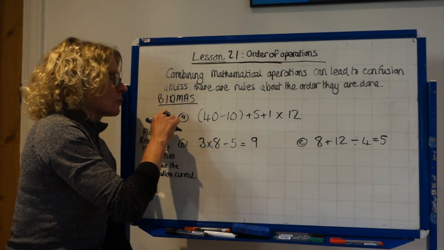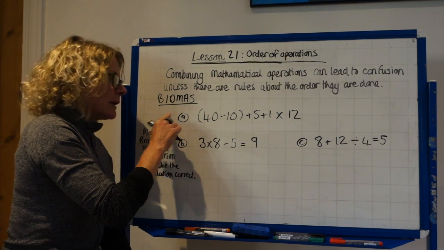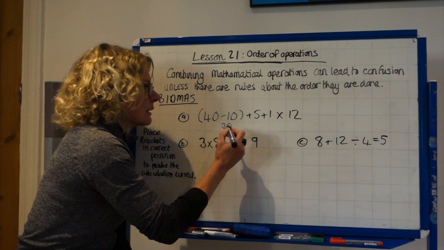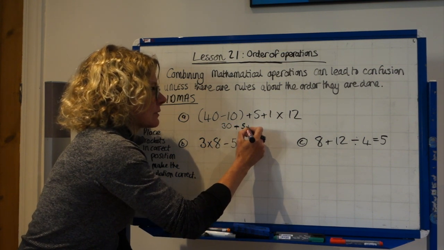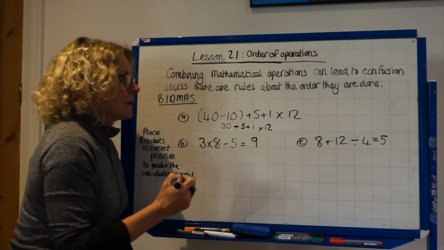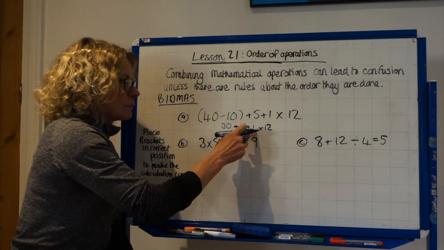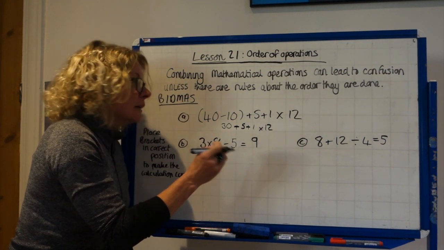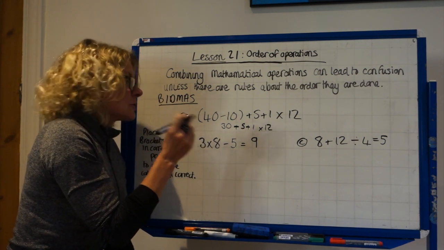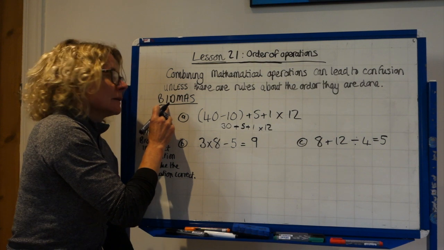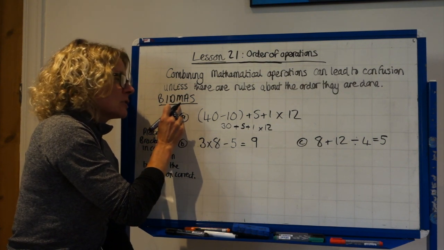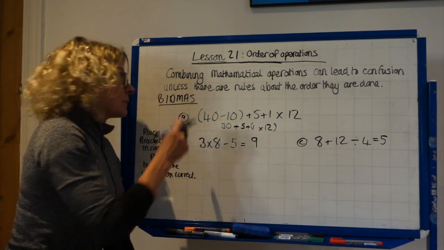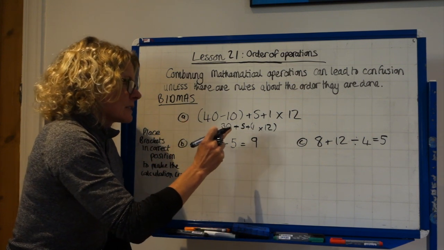So using BIDMAS, order of operations, brackets first, would you agree? 40 minus 10, that's the first thing you do because that's in the brackets. 30, okay? So the equation now stands at 30 plus 5 plus 1 times 12, okay? So if you added 30 plus 5 plus 1, you'd have 36 times by 12. It's going to give you a different answer to what the order of operations tells you to do. Because, of course, if we go down here, indices, division, multiplication is what you should do next, okay? So it's that bit there that we need to do next before we come on to addition. Okay, so that's going to give us a different answer.